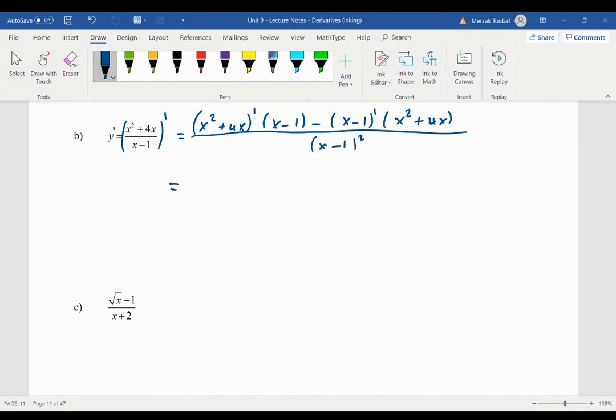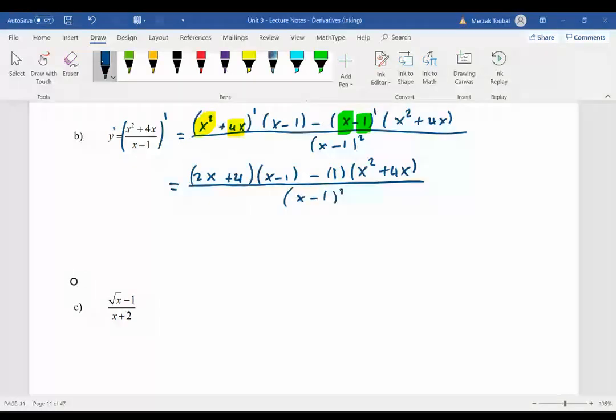So the derivative of x squared is 2x. The derivative of 4x, that's 4. Times x minus 1. Minus the derivative of x is 1. The derivative of 1 is 0. So it means minus 1. Times x squared plus 4x. All divided by (x minus 1) squared.